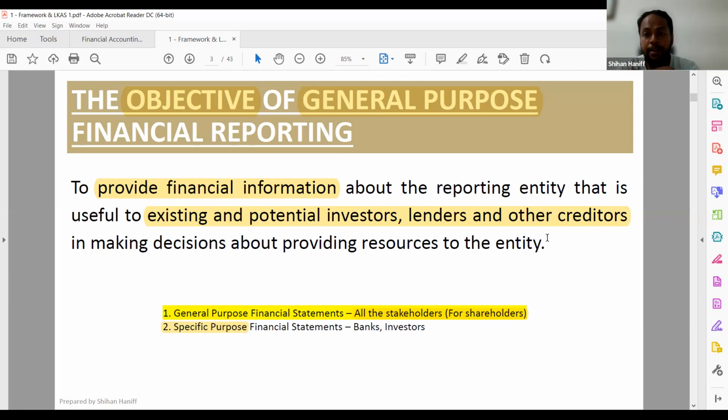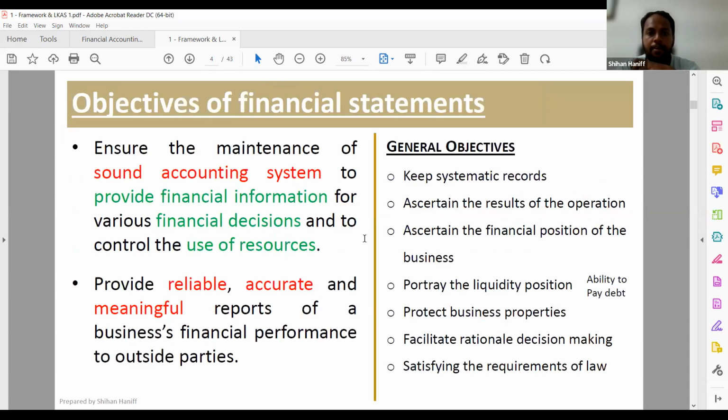Okay, I'll repeat it. To provide financial information to stakeholders to make economic decisions. Right? Objectives. This is the one I have given earlier also. Main objective: provide financial information, various financial decisions, and to control use of resources. You can remember that one, the initial definition. This is just to go through.